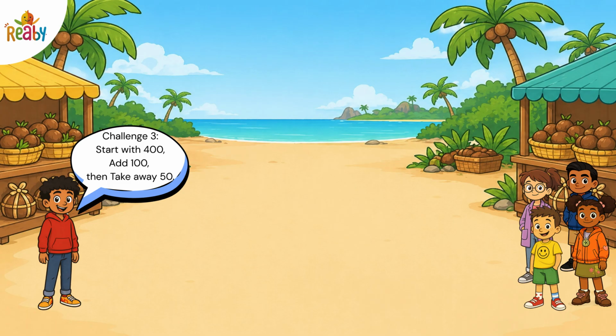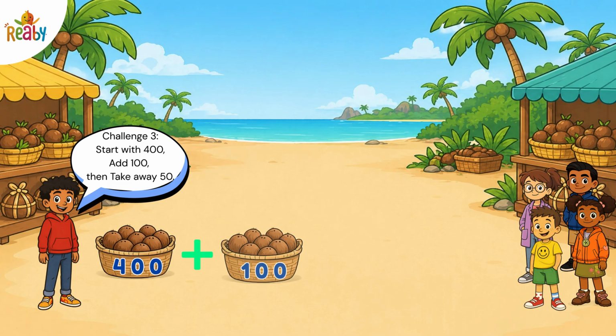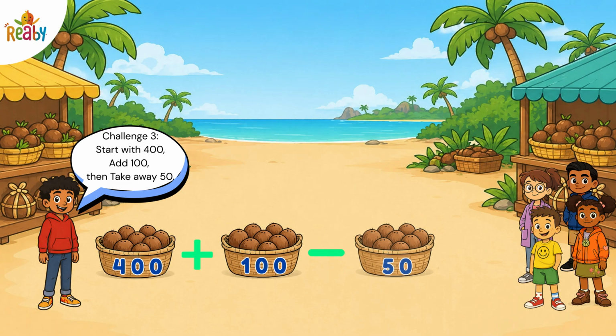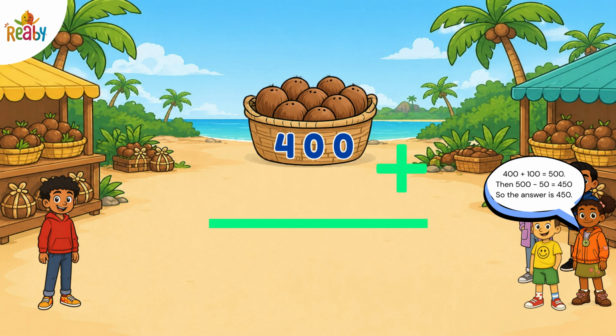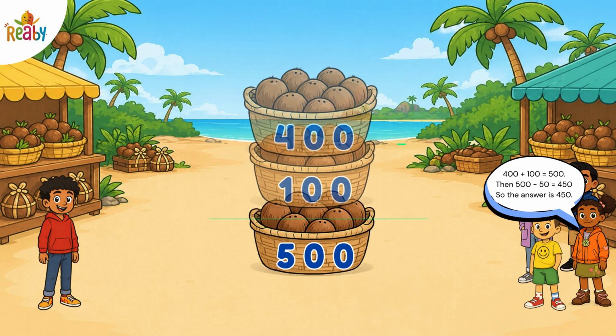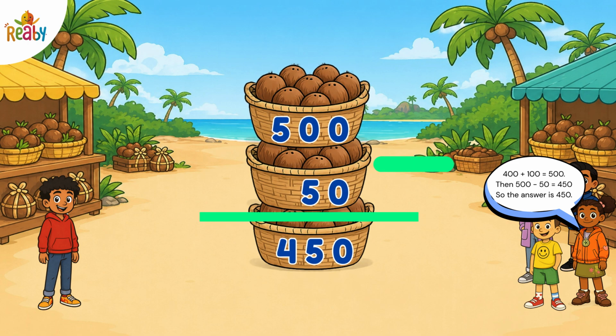Challenge 3. Start with 400, add 100, then take away 50. 400 plus 100 equals 500. Then 500 minus 50 equals 450. So the answer is 450.